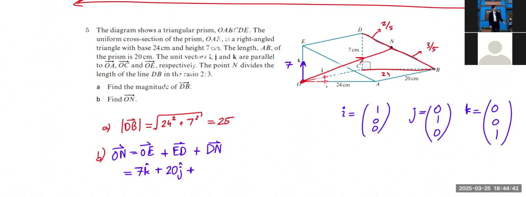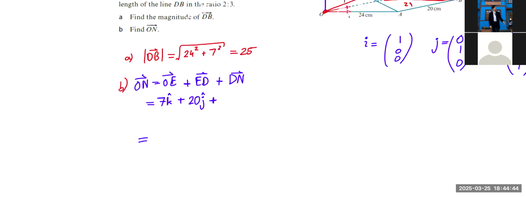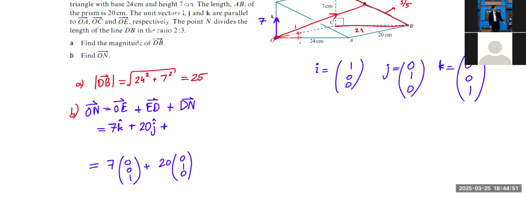It would be 0, 1, 0. Exactly. So we could say it like this, then plus 20 times 0, 1, 0. I'm going to do it both ways. Now, here's the problem though.